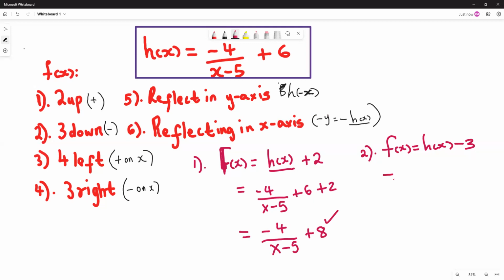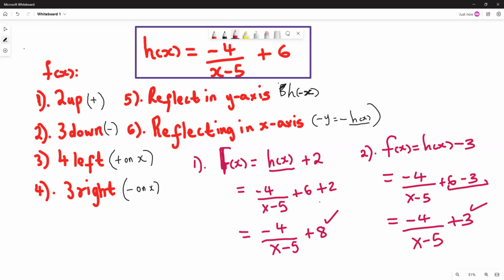Then for B, we do the same. You substitute h of x, which is negative 4 over x minus 5 plus 6 minus 3, which becomes negative 4 over x minus 5 plus 3. Because these are like terms, they're going to add and give you 3. These are like terms, they're going to add and give you 8. So that's how you do the up and down. You just add or subtract on the function. That's it. Okay, now we're going to do left and right.